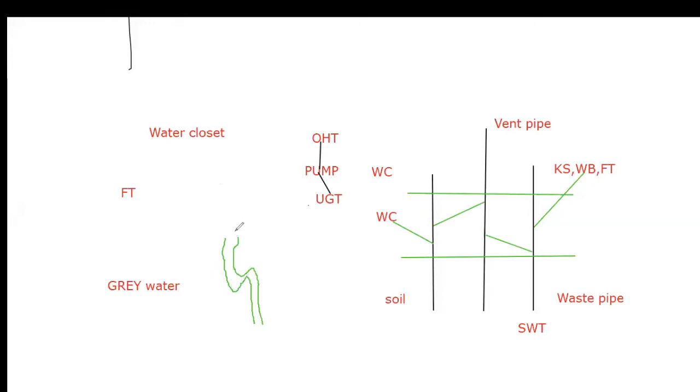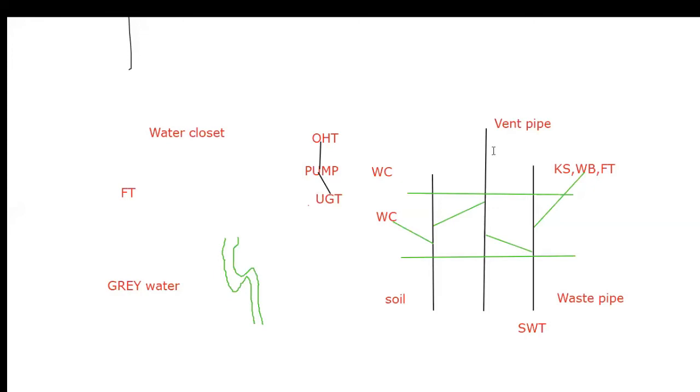Whenever we are using this kitchen sink or wash basin, it will overflow if there is a blockage. So if there is a block for this wash basin, then what happens? Immediately we can open this portion. So this portion is named as a bottle trap.